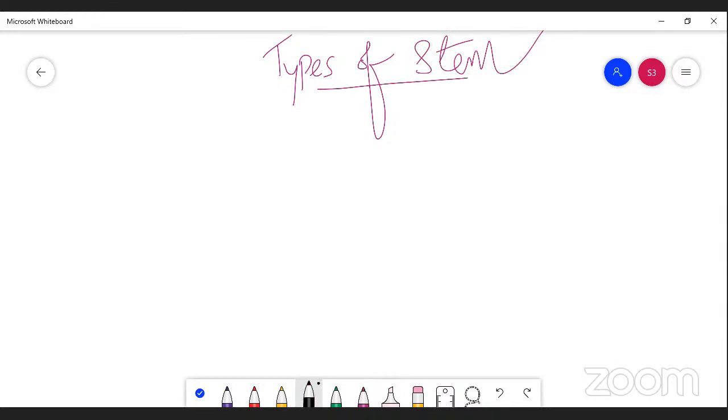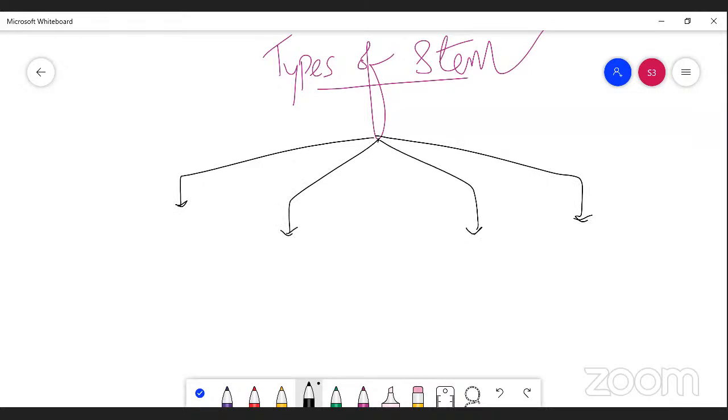Generally, stems are classified into the following types. The first category is excurrent stem. The second category is decurrent. The third one is codex. And the fourth one is culm stem.